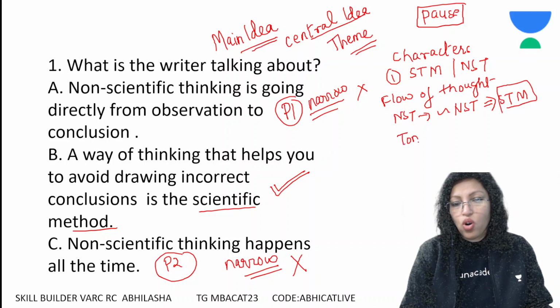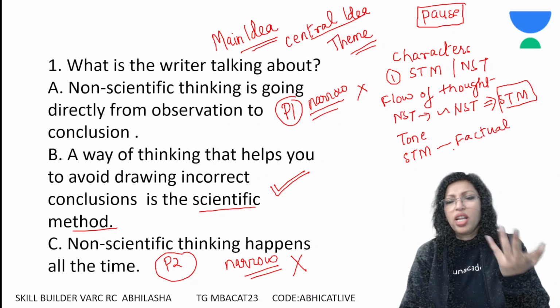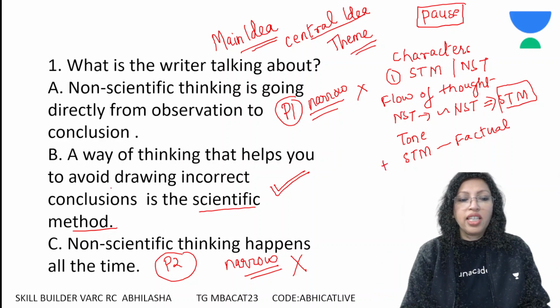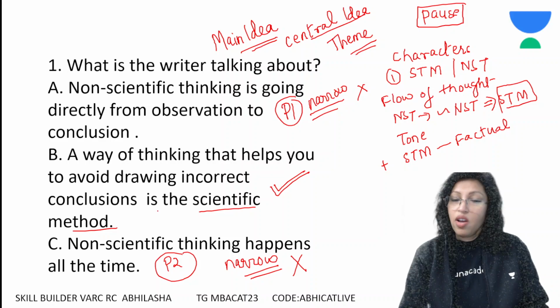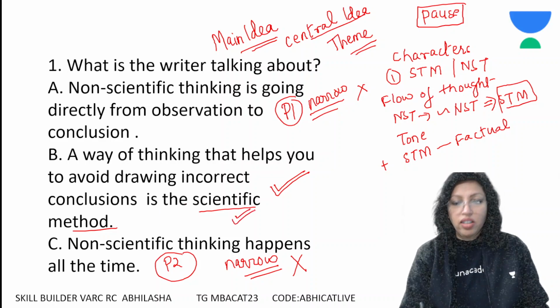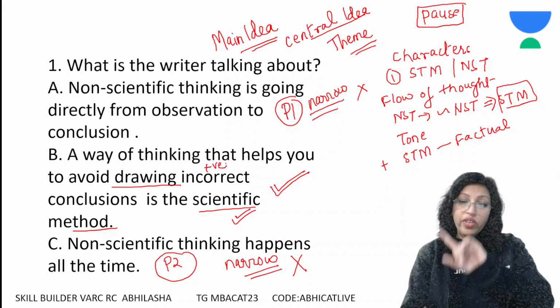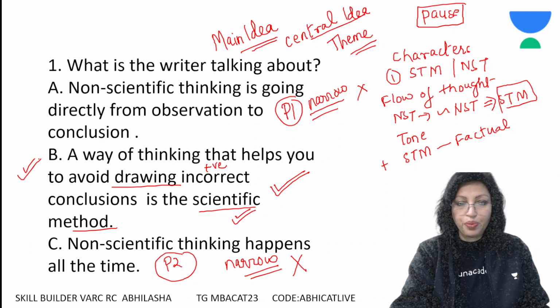And the tone of the thought was that the scientific thinking method is, they had just described it. So it was a very factual kind of a tone, right? Factual and positive towards STM, right? So that was what. So now if you look at this, a way of thinking that helps you to avoid drawing incorrect conclusion or not doing non-scientific thinking is the scientific method. Very well. We have spoken about the character, which is the scientific method. And because we are saying it is helping you avoid drawing incorrect conclusions, so we are now positive in tone also. So everything is covered here. So therefore B is the best possible answer for us.